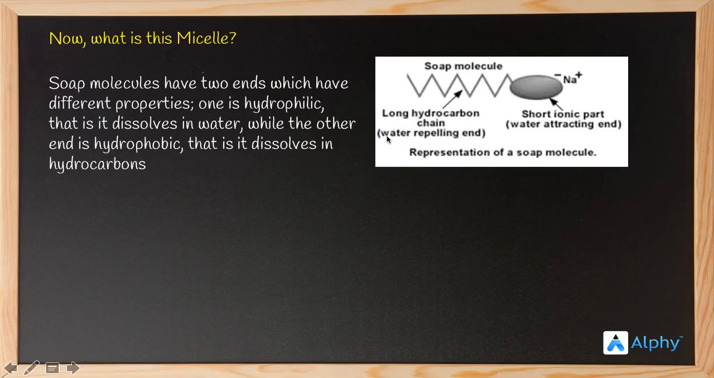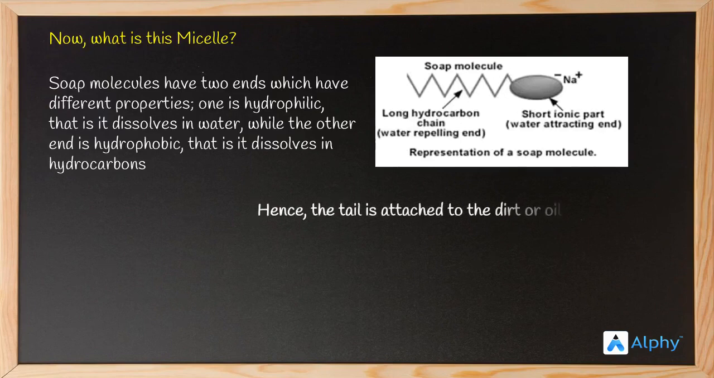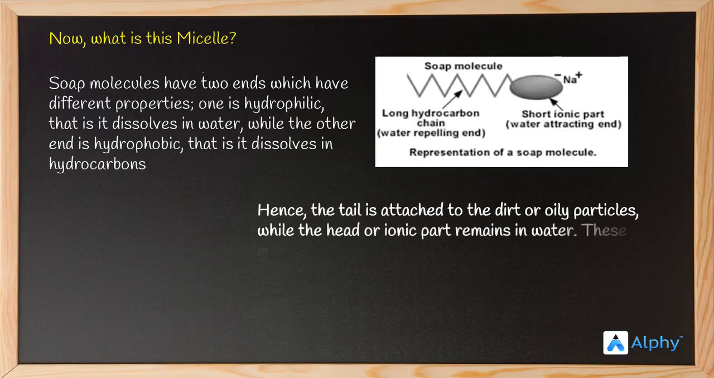So this water repelling end or the long hydrocarbon chain will remain attached to hydrocarbons, that is the dirt, oil or grease, while the short ionic part, which is the water attracting end, will remain attached to water because it loves water. It's water attracting. Hence, the tail is attached to the dirt or oily particles while the head or ionic part remains in water. These micelles are colloids. So basically colloids are somewhat large substances that are suspended in the medium.